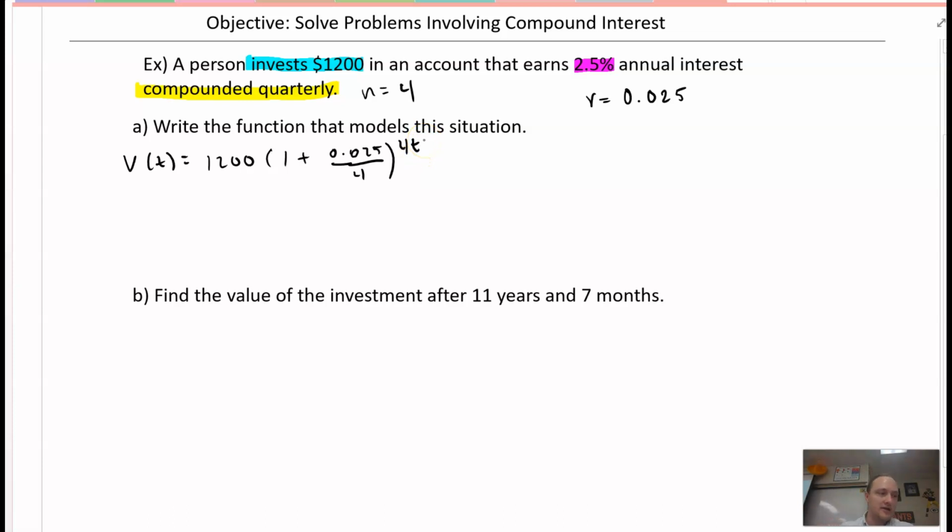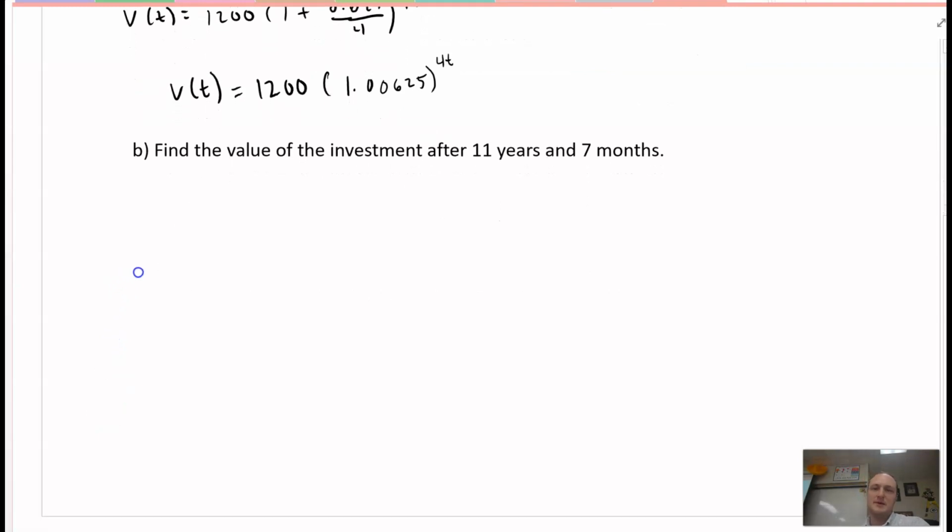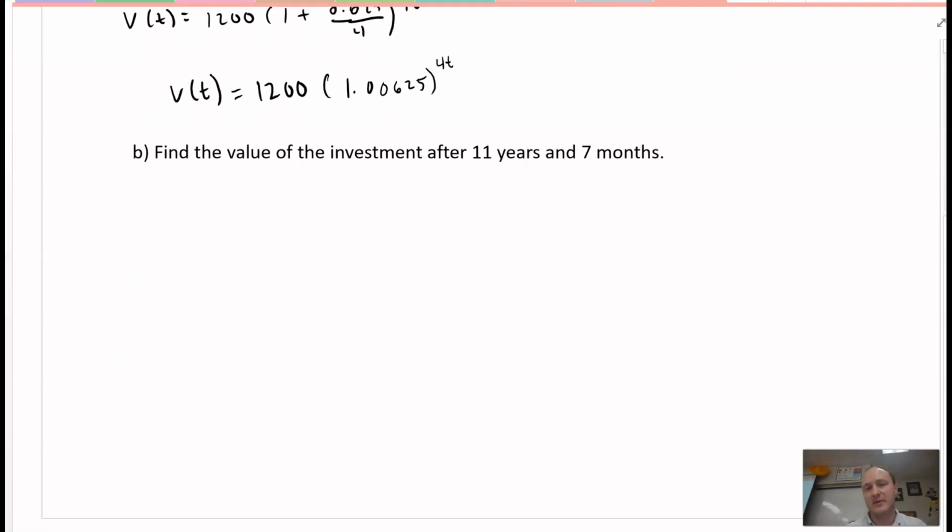So there is your function, and then simplified, we get v of t is equal to 1,200 times 1.00625 to the power of 4t. Okay, so there is the function. All right, part B says find the value of the investment after 11 years and 7 months.